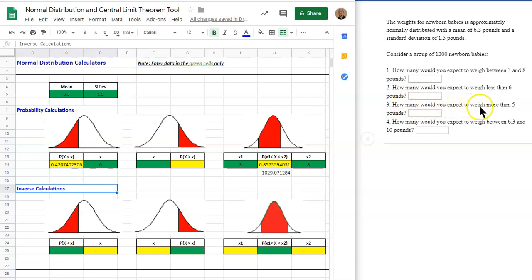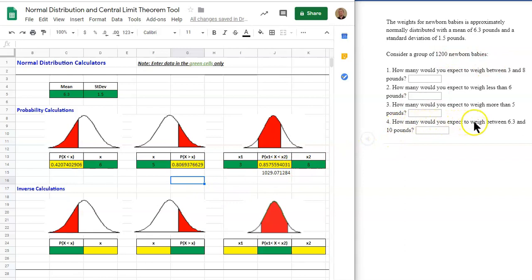All right, let's look at problem 3. How many would you expect to weigh more than 5? More than is shaded to the right. Shaded to the right is more than some value. So in this case, we would use the second tool under probability, and we would put 5 in. More than 5 has a probability of about 80%. It makes sense because 5 is less than 6.3, so it would be over here somewhere, and we're shading well over half of the distribution. So yeah, 80.6% approximately. And then, of course, we would find how many by multiplying by 1200.